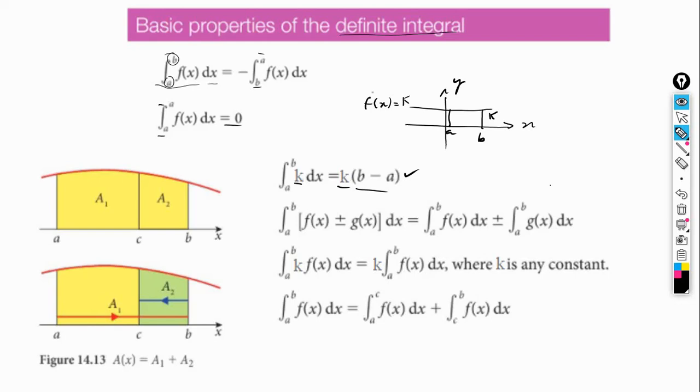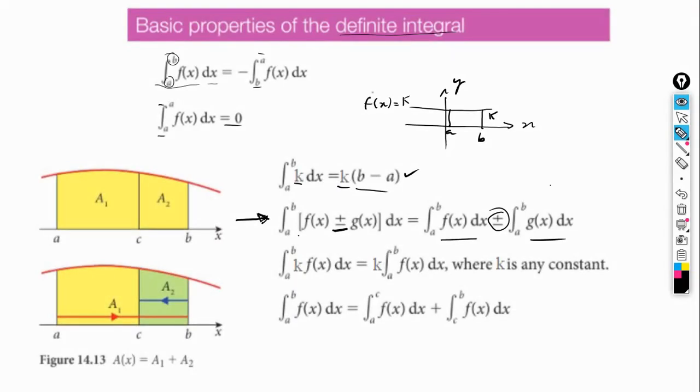The next one is the same property that I showed you guys with indefinite integrals. If you have the sum of two functions in an integral, you can separate it, right? The sum or the subtraction. Also, you have the case of a function where you have a constant. You can take that constant out of the integral and multiply the integral by that constant. And finally, this one is interesting.